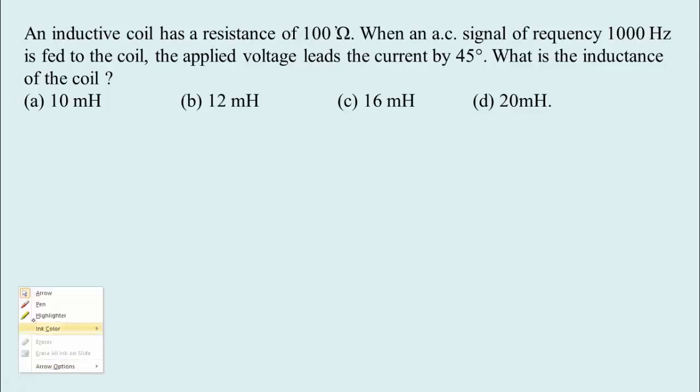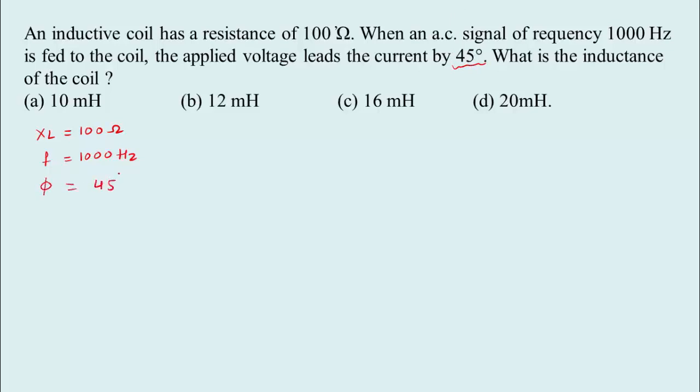Inductive reactance is denoted by XL. So we can write XL equal to 100 ohm. And a frequency of 1000 Hz is fed to the coil. The applied voltage leads current by 45 degree. So this is the phasor difference between voltage and current. Let us write it as phi. So phi equal to 45 degree. So we have to calculate the inductance of the coil.